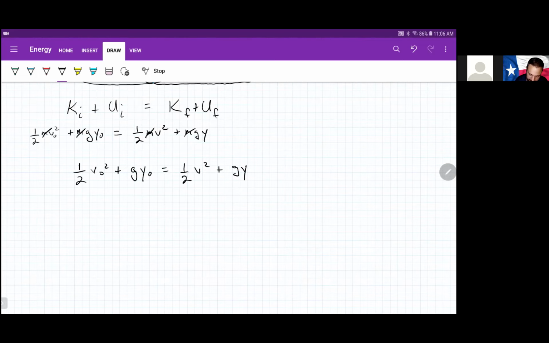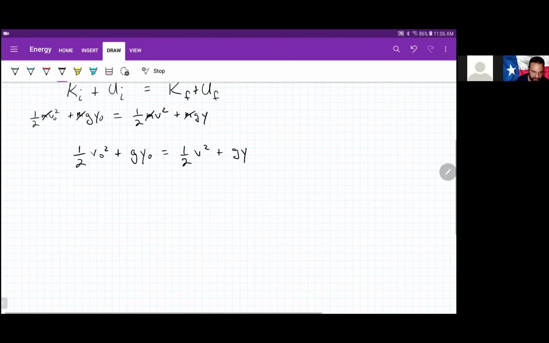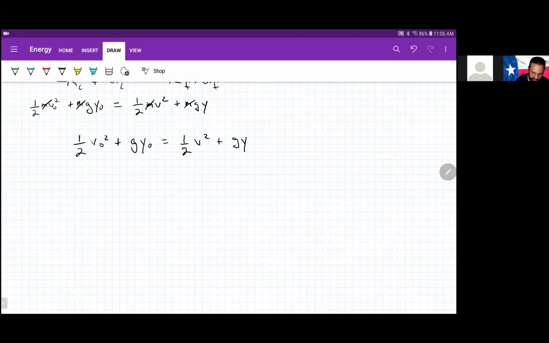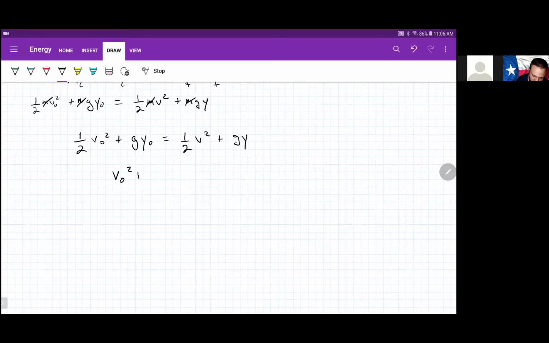I kind of want to rearrange this just for fun so you guys can see something. Let's multiply everything by 2. So we're going to end up with v naught squared plus 2 g y naught equal to v squared plus 2 g y.